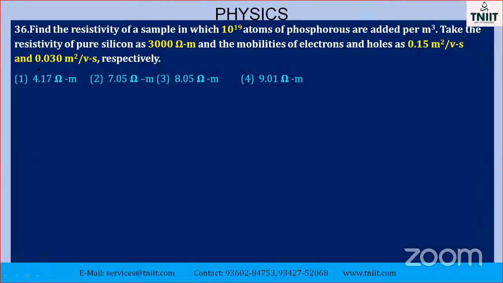Look at the data. Resistivity in the sample is given as 3000 ohm meter, and the mobility of electrons and holes are given. What is the mobility of electron? 0.15 meters squared per volt second. Holes is 0.030.